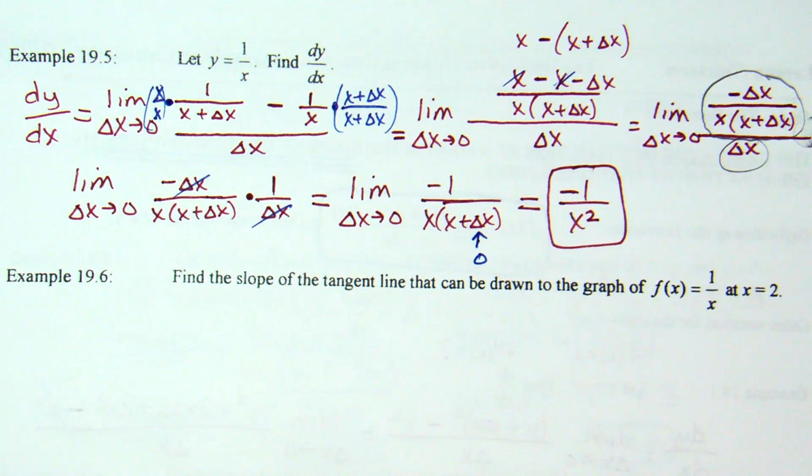Okay. I'm ready for example 6 when you are. Let's get this bread. We're on the downhill slide, big time. Find the slope of the tangent line that can be drawn to the graph of f of x equals 1 over x at x equals 2.